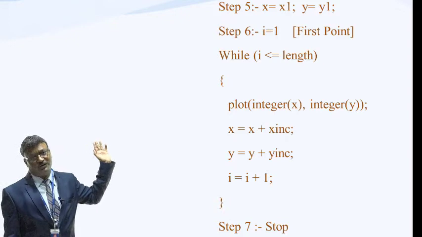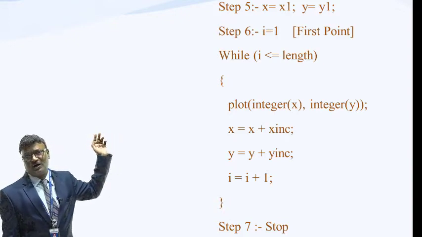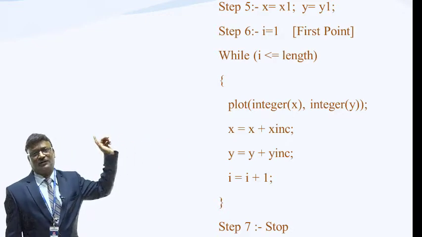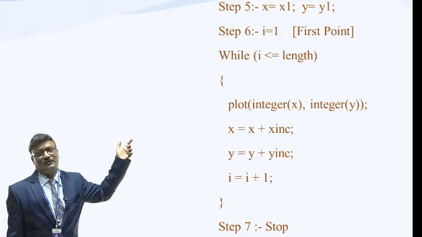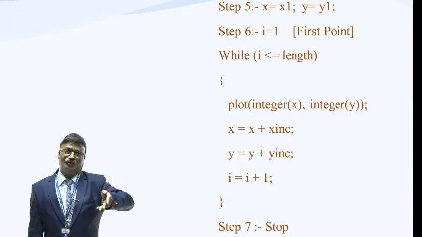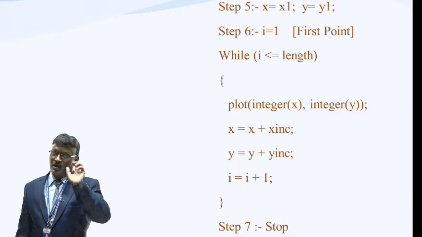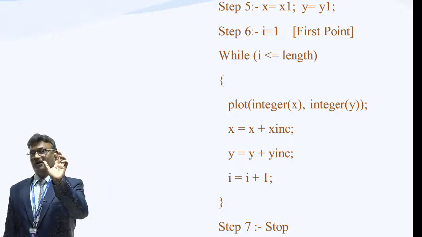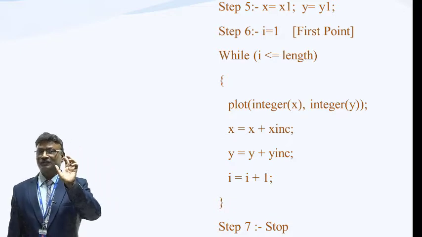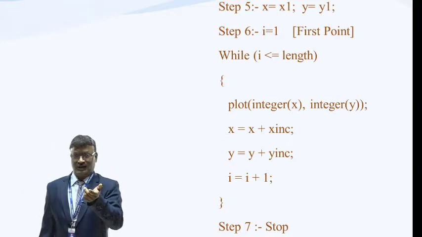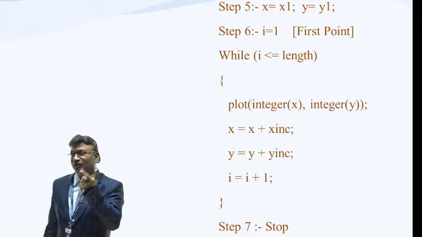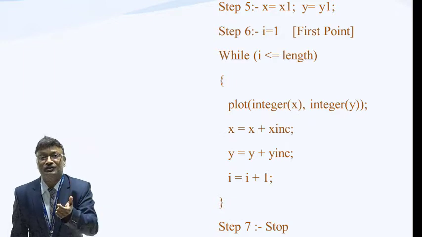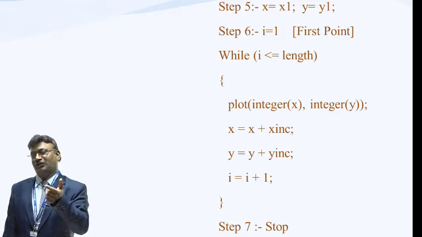So what is this point? Suppose I have considered x equals x1, y equals y1, and then the initialization of my step I, which is 1, and then continue. Continue for what? While I is less than or equal to length, I have considered a while loop. In the while loop, I use only put pixel. In the algorithm I write it as plot, with the integer value of x and the integer value of y.